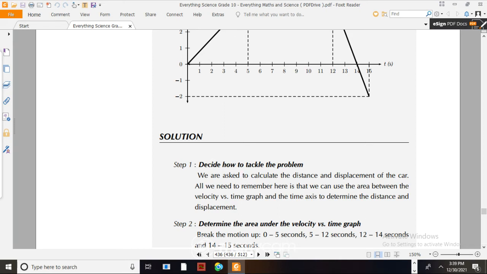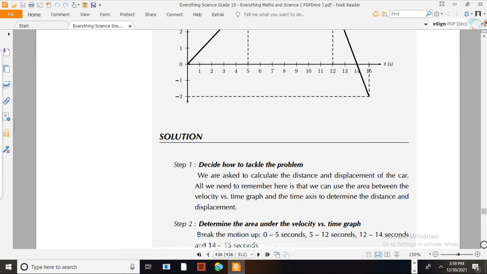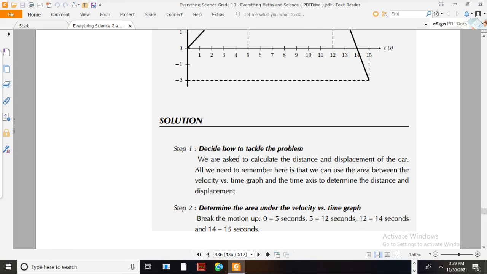How can we tackle this problem? Ask yourself, how can I solve this problem? How can I determine the distance of this graph? How can I determine the displacement of this graph? This is the first thing you are going to do. We are asked to calculate the distance and the displacement of the car. All we need to remember here is that we can use the area between the velocity versus time graph and the time axis to determine the distance and the displacement.